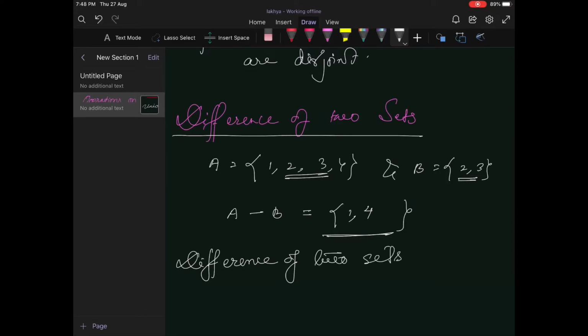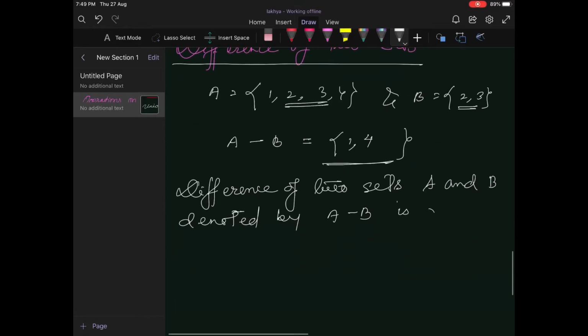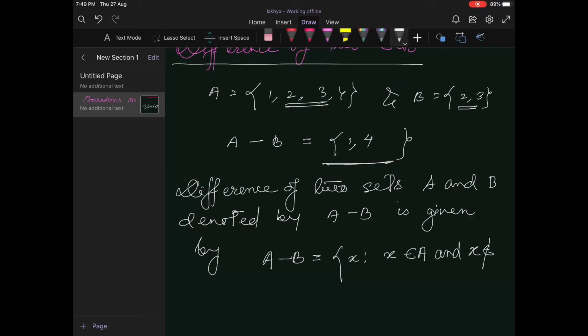Difference of two sets A and B is denoted by A difference B. A difference B is given by A difference B is equal to the set of X such that X belongs to A, but, or you can say and, X doesn't belong to set B.